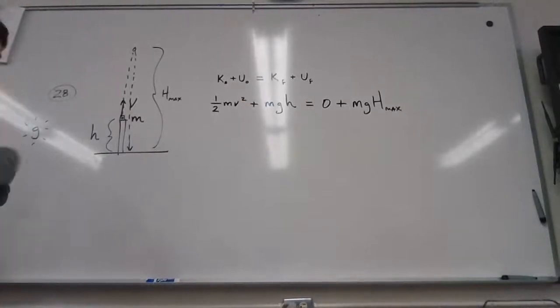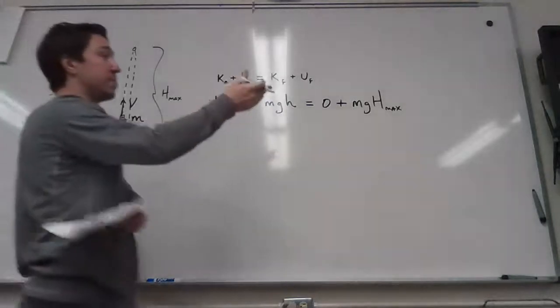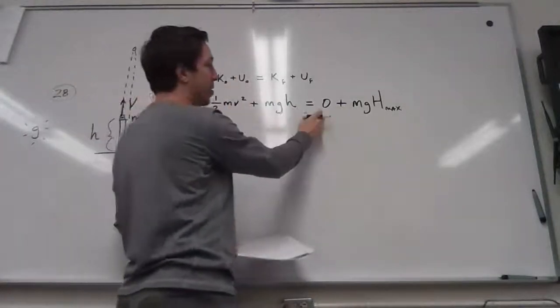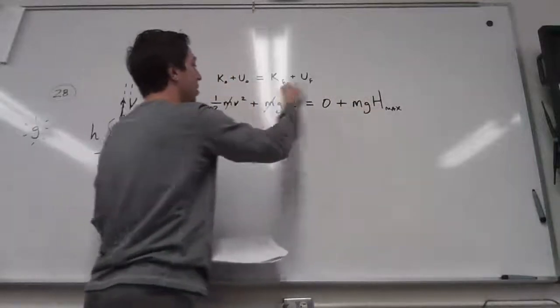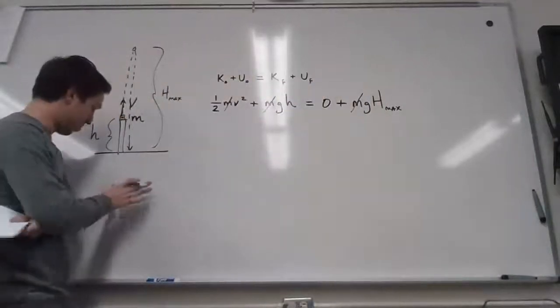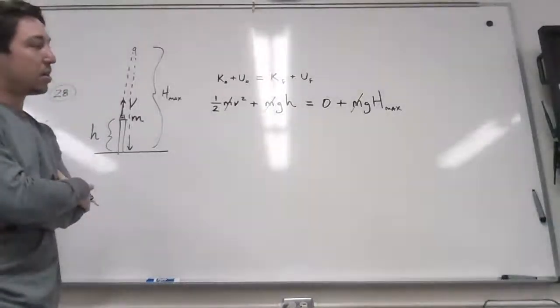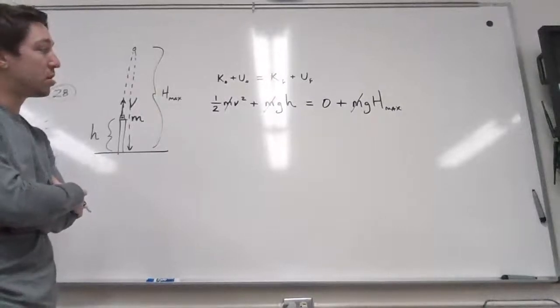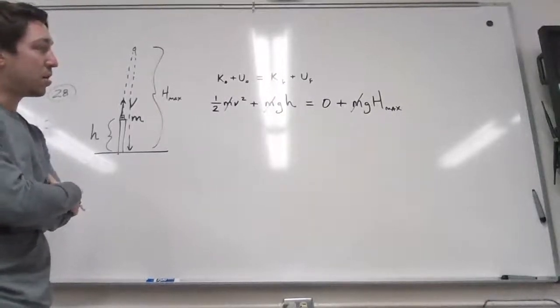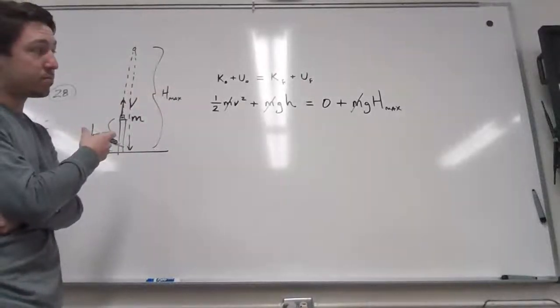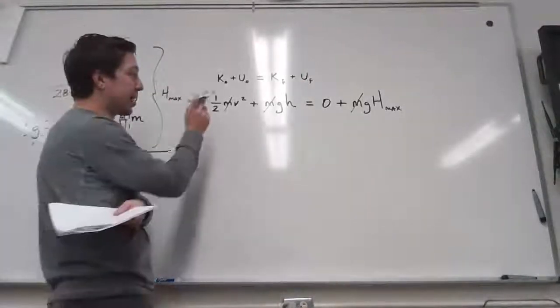So, algebra time. What's the trick here? What should we do? Let's divide by m first. Divide everything by m. All the m's drop out. That's nice. And then divide everything by g, right? So divide that by g.